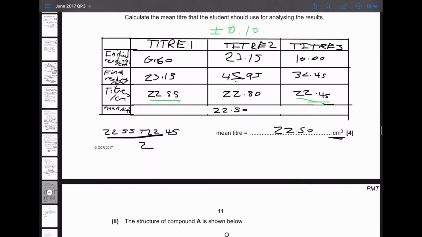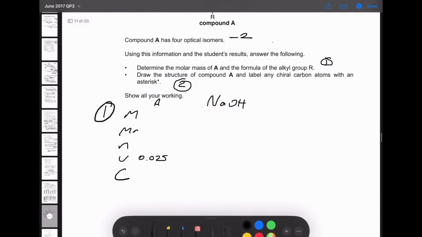So 22.5 centimeters cubed, so 0.0225, and concentration was 0.084. So that gives us our number of moles, which we're going to do 0.0225 multiplied by 0.084, and that gives us 1.89 times 10 to the minus 3. Now, in order to get the number of moles, I know I said they're in a 1-to-1 ratio, but we're going to have to times it by 10.